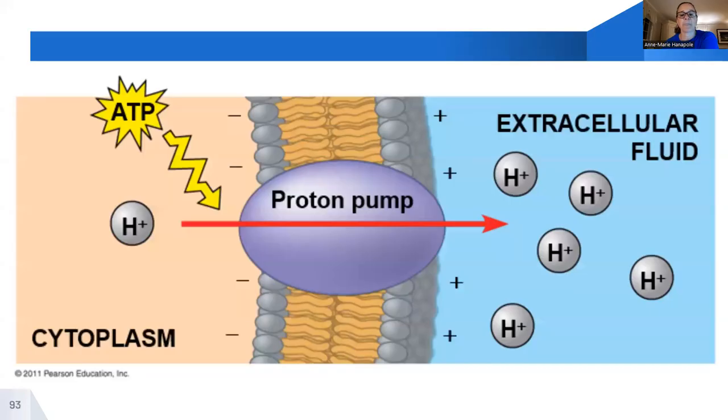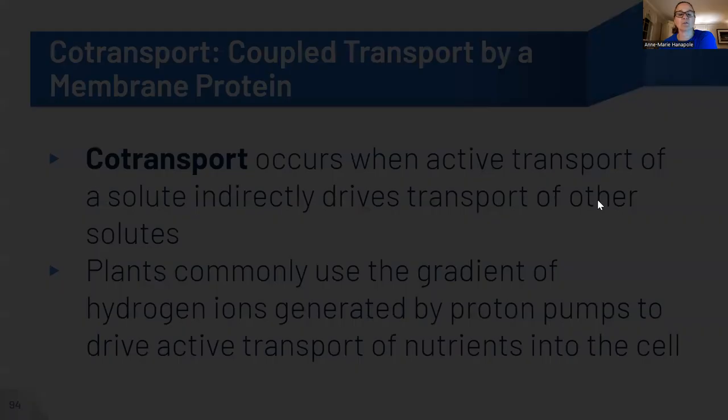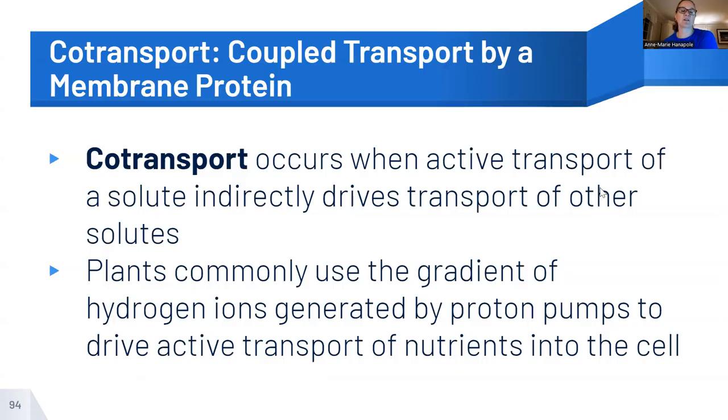A proton pump is another example of an ion pump that's pumping molecules into or out of the cell. So here is a proton pump. It is moving hydrogen ions from the inside of the cell to the outside of the cell. And that's going to require energy as well, because you're pumping those ions across the membrane.